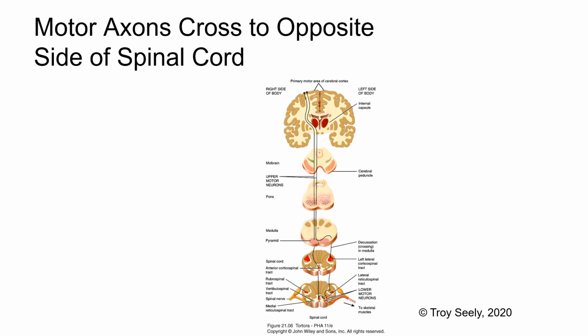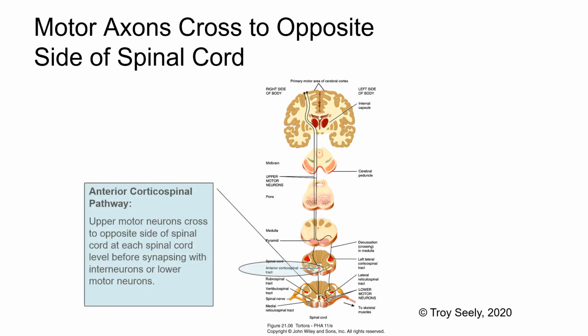Here on this slide, we're looking at motor axons that cross to the opposite side of the spinal cord. Case in point, the anterior corticospinal pathway. We have upper motor neurons, and these are nerves that are in the central nervous system that cross to the opposite side of the spinal cord at each spinal cord level before synapsing with the interneurons or lower motor neurons.